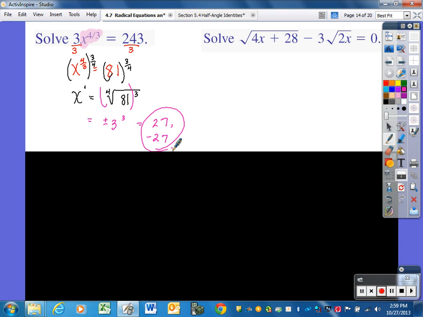All right. This time my variable is under 2 radicals. So let's move this one to the other side: square root of 4x plus 28 equals 3 square root of 2x. The opposite of square rooting is to square. So square both sides. Square root squared is 4x plus 28. 3 squared is 9.